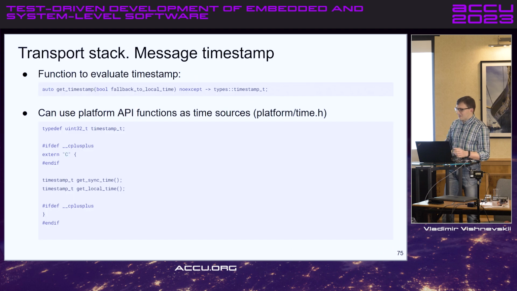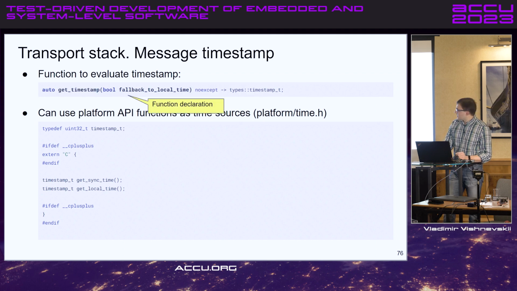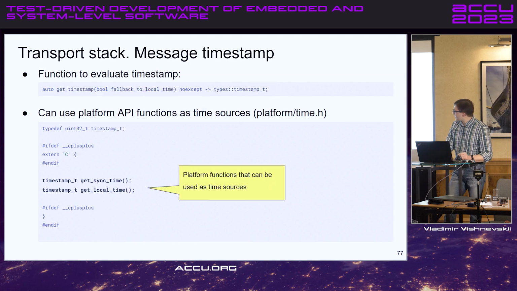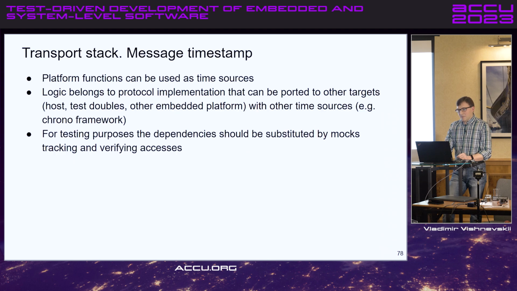To make it simpler, we have a get timestamp function that has a flag parameter for whether we fall back to local time. And in our case, we have a platform API that implements these time sources, highlighted here. So our function and our time sources. This logic to evaluate the timestamp is a part of the communication stack. It can use these time sources, but it is not a must. The logic itself is portable.